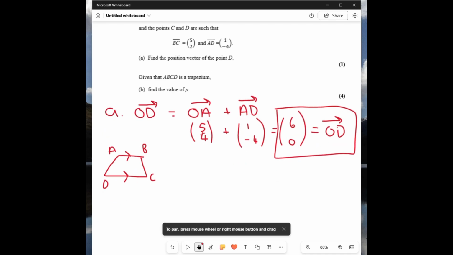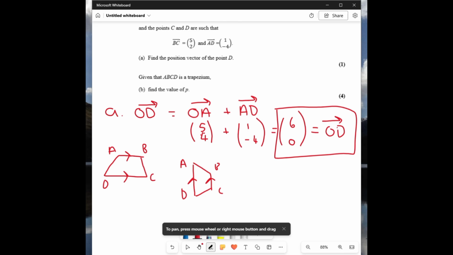So it could be that, or it could look like this. It could instead be that AD and BC are parallel. It could look like that. So there basically are two potential trapeziums. We need to think which one of those scenarios is more realistic. So either AB is parallel to DC, or AD is parallel to BC.